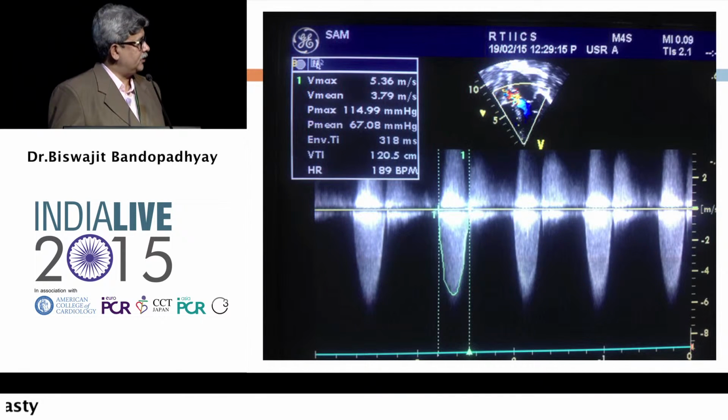So that's the CW flow. You can see the mean gradient measured is about 67, and the max gradient is about 114, so it is a severe aortic stenosis.